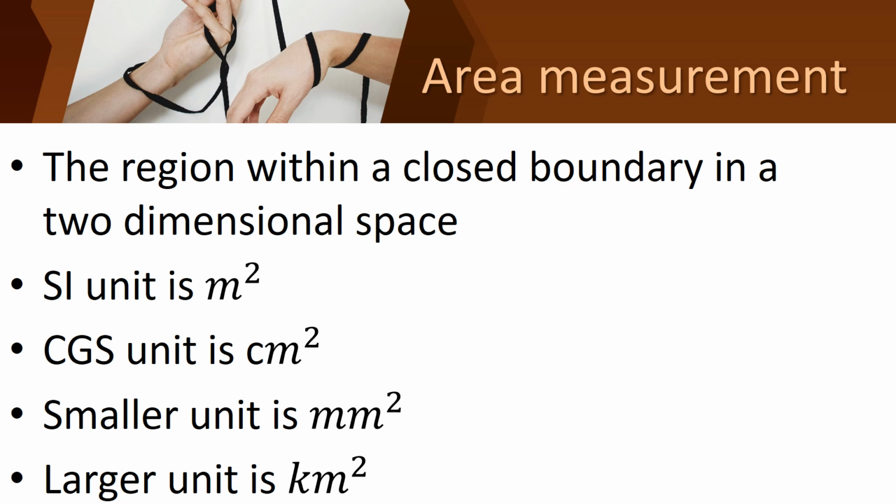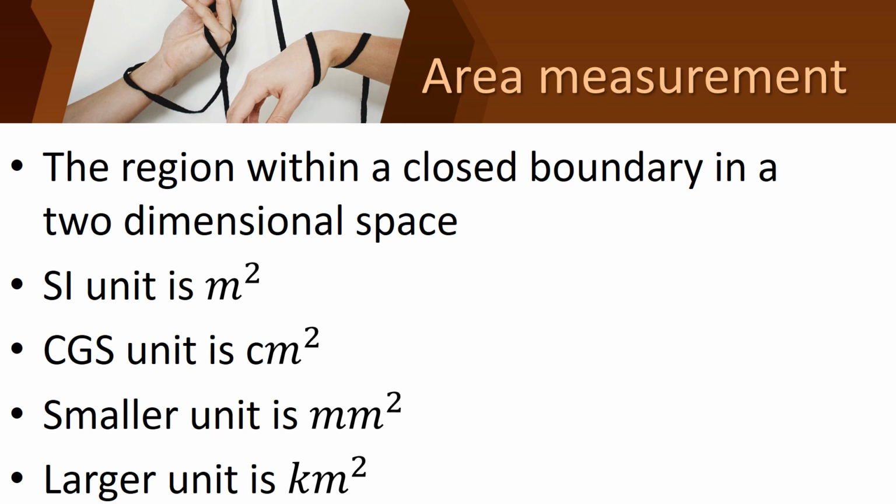So the units of area will be in square units. The SI unit of area is meter square, that is meter into meter. And the CGS unit of area is centimeter square, that is centimeter into centimeter.